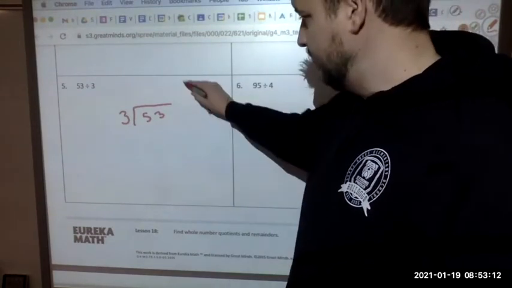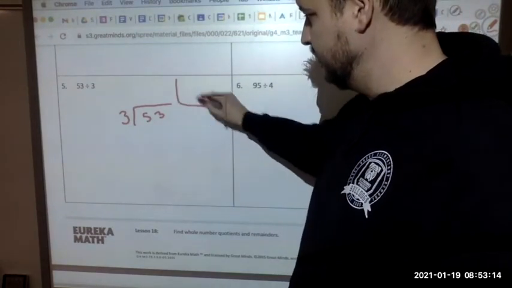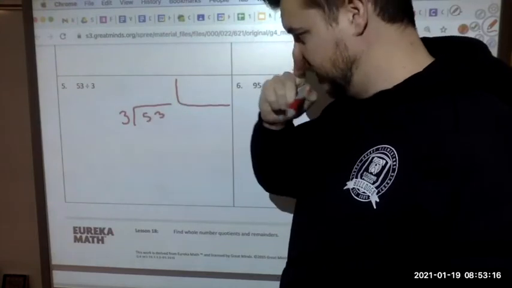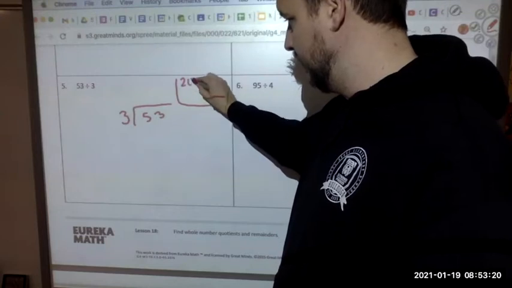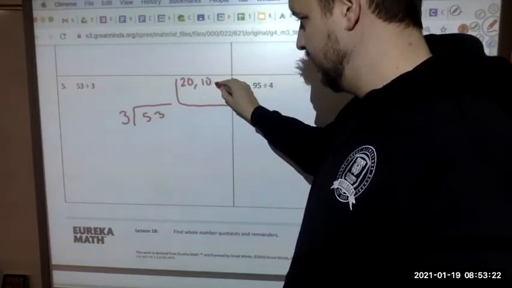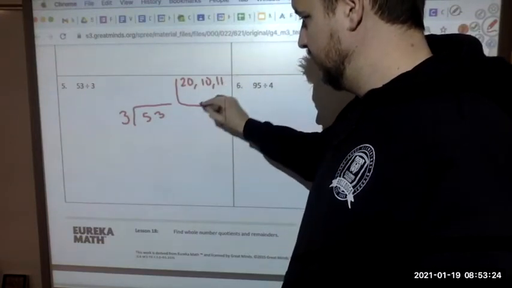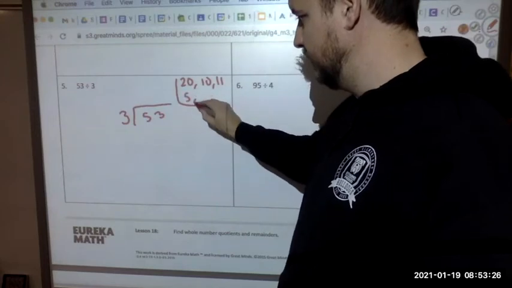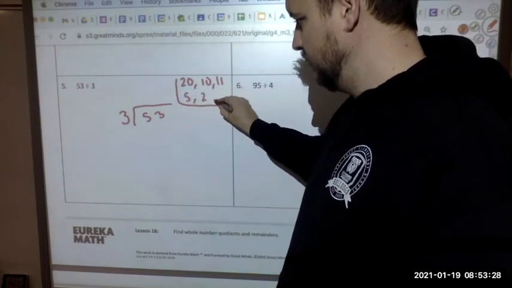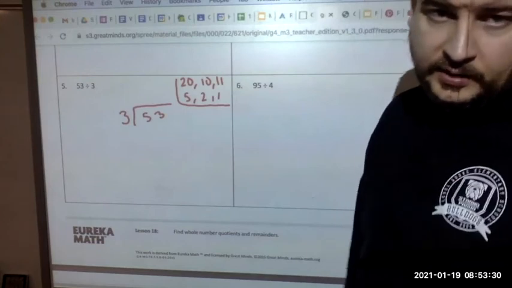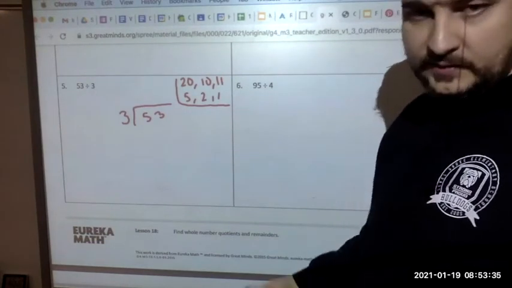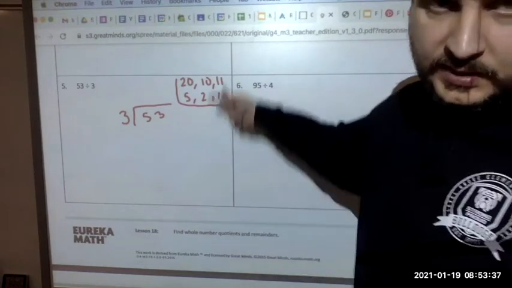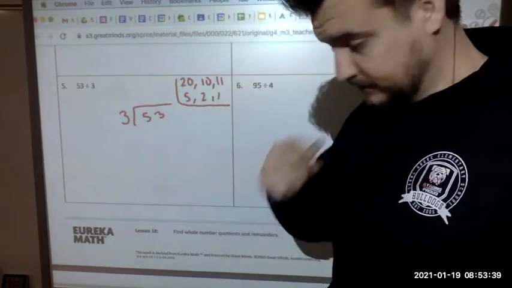So I'm going to list out facts that I know for 3s. I'm trying to get as close to 50 as I can. I know 20. I know 10. I know 11. I can do 5s, I can do 2s and 1s, but you could have other ones. Maybe you know your 9s or your 12s or whatever. Maybe you know all your facts and you don't even need the list, but in any case.